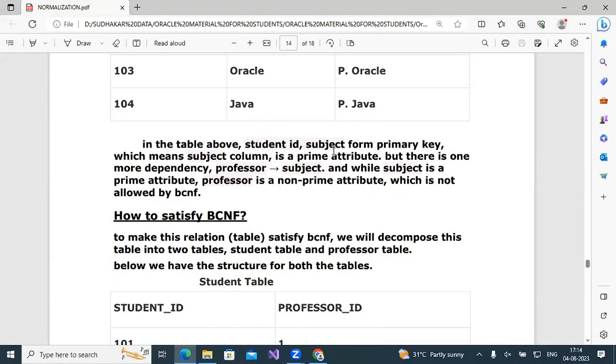Third normalization also has a problem and solution. The problem is that a transitive dependency column should not be there. If it is there, decompose. If not, keep it as it is. BCNF says that if any non-primary key column depends on another column, then the determining column should be a super key. This is BCNF.